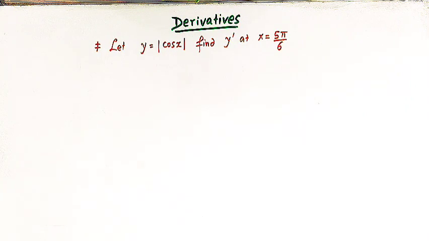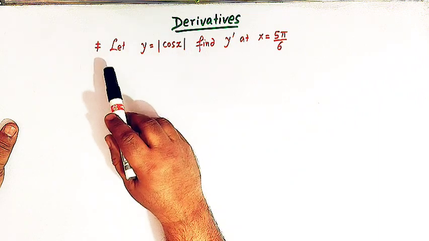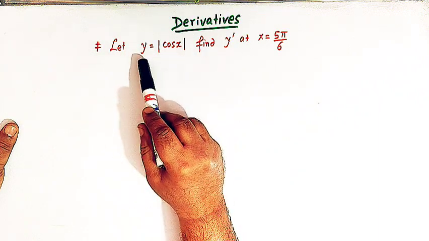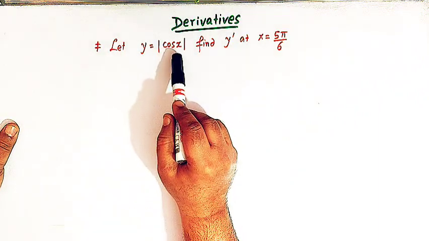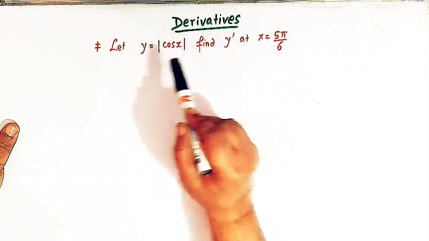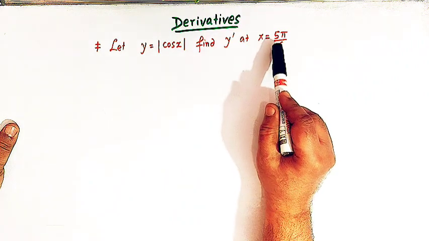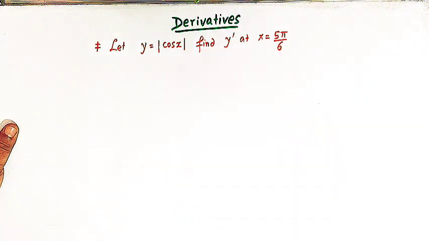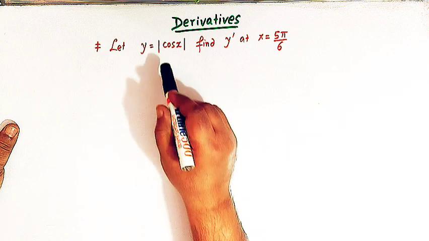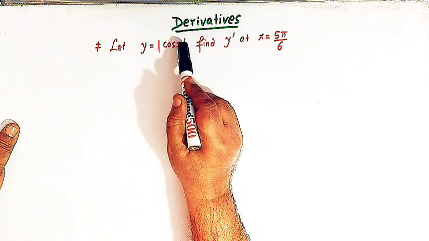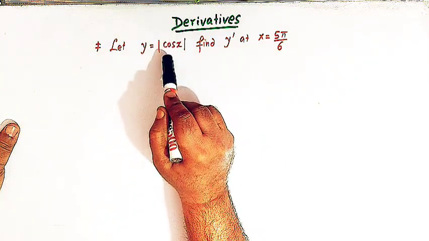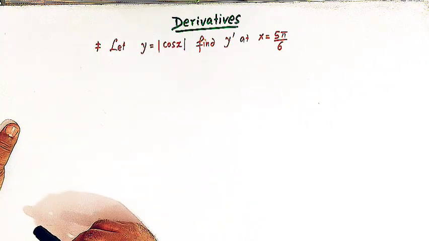Hello viewers, in today's class we are going to discuss an important problem from derivatives. Here we are given a function y is equal to mod of cosine of x, and we have to find the derivative of this function y at x is equal to 5 pi over 6. So we see that we have a trigonometric function involving the mod function.